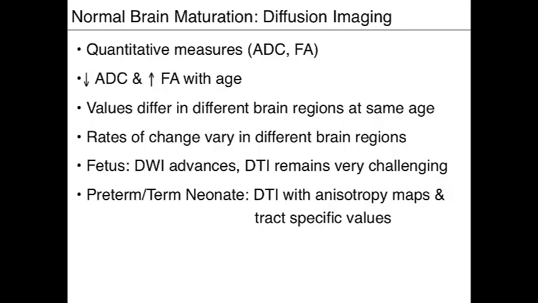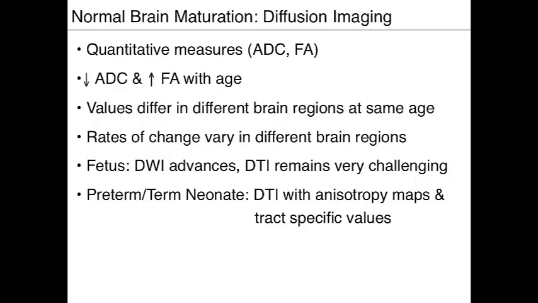And it turns out that diffusion imaging is another way to look at brain maturation. It reflects the developing microstructure of the brain and in general, something that occurs both in gestation and even after birth. We can see a progressive decline in mean diffusivity or ADC values and a progressive increase in anisotropy with brain maturation or with increasing age.